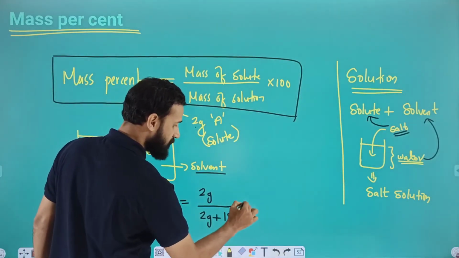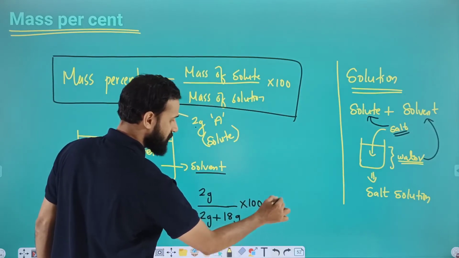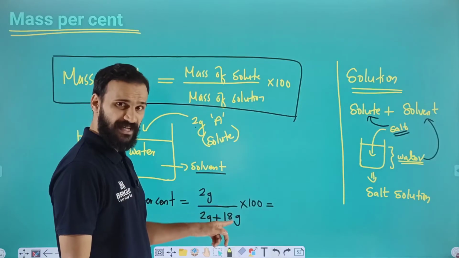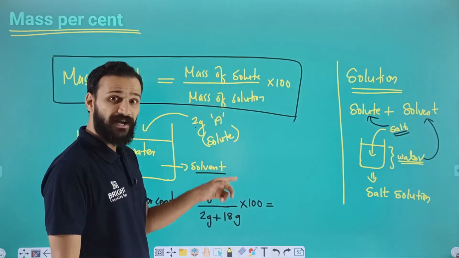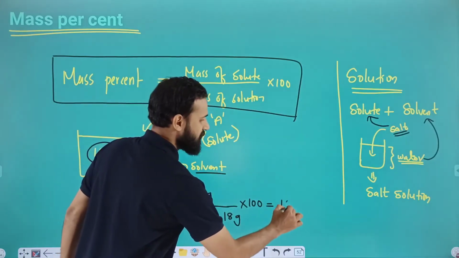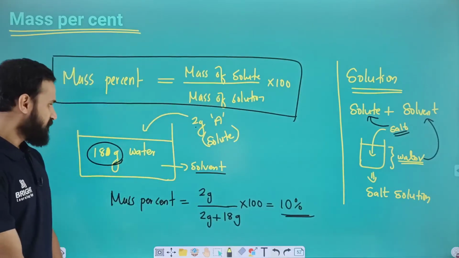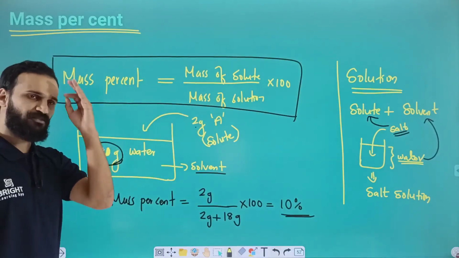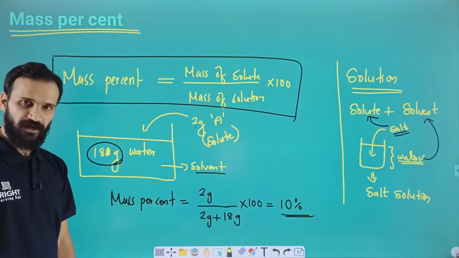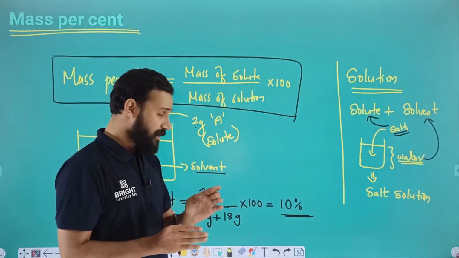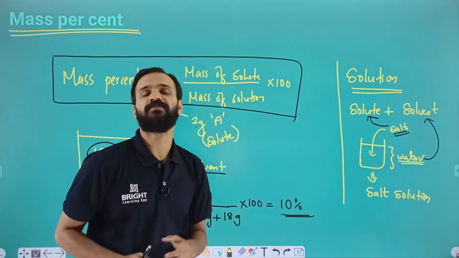And we should multiply with 100. So 2 into 100, 200. 200 divided by 2 plus 18, that is 20. 200 divided by 20, we will get 10%. So we can say that when we are dissolving 2 gram of any substance in 18 gram of water, we will get a solution having the concentration in mass percent 10%.